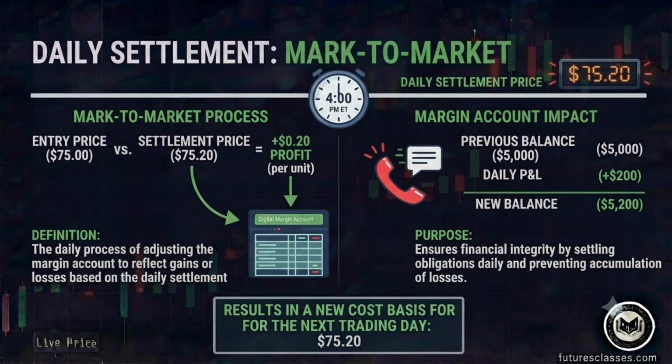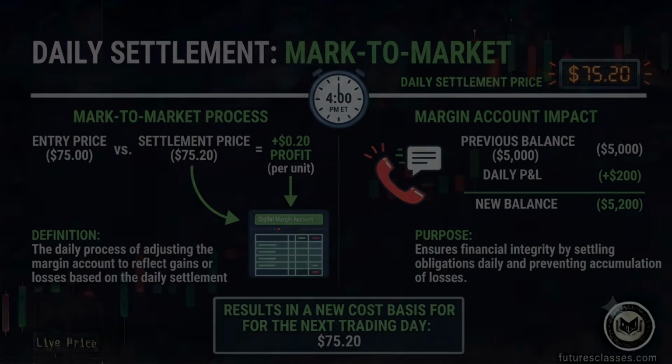Finally, futures positions use a mark-to-market system. At the end of every trading day, typically at 4 p.m. Eastern, profits and losses are calculated daily based on the current settlement price, and your margin account balance is adjusted accordingly. That price then becomes your new cost basis for the next session.